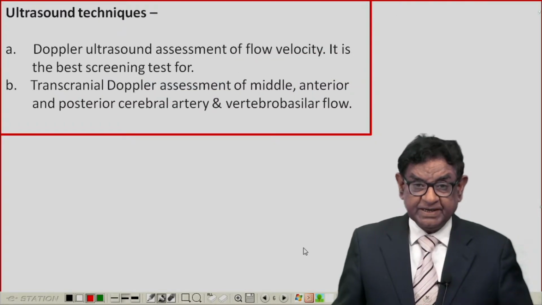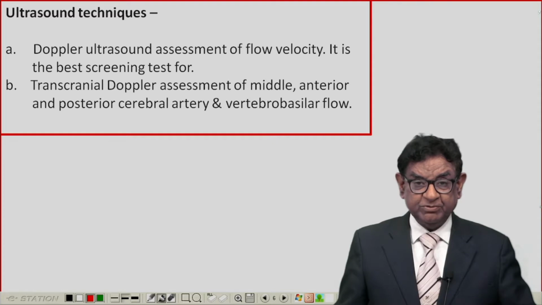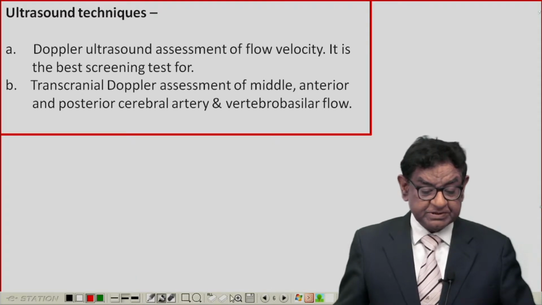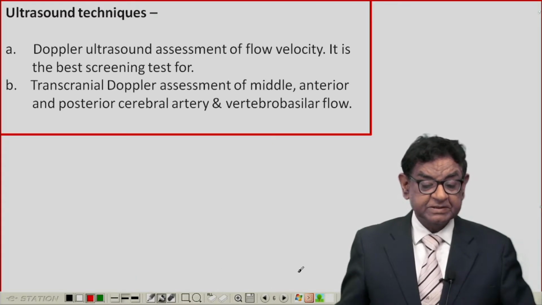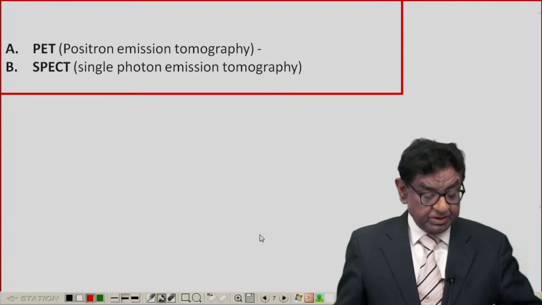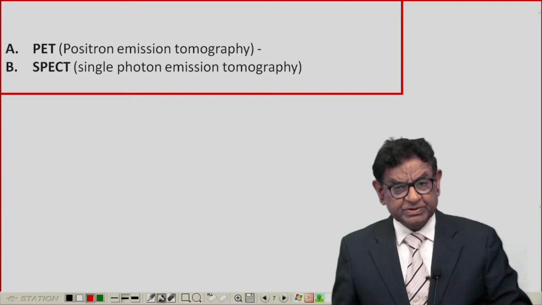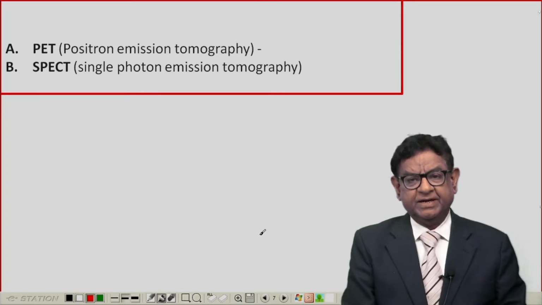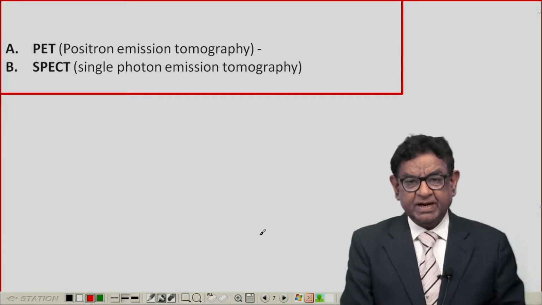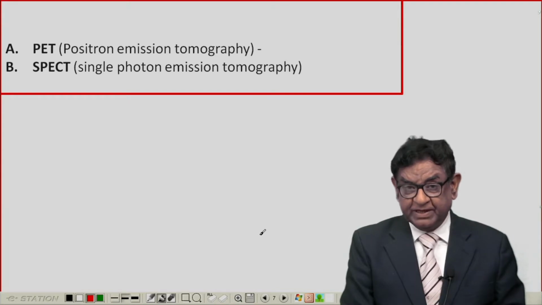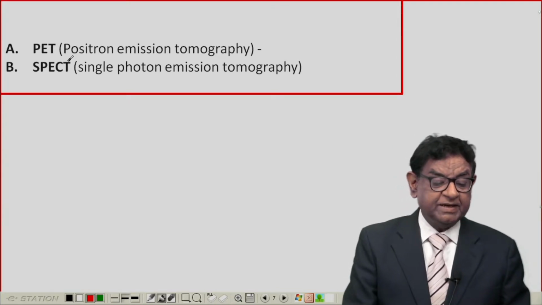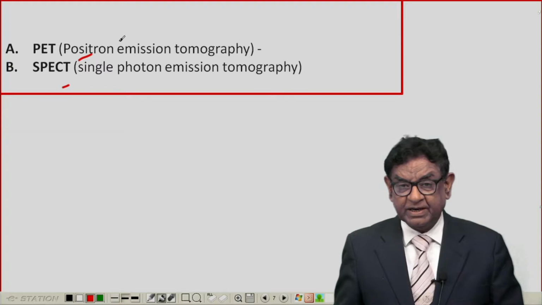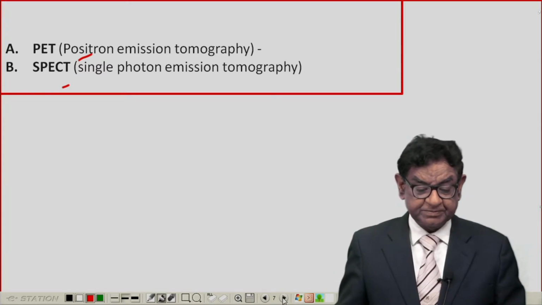Now the ultrasound technique is nothing but Doppler study, mainly to look for carotid artery stenosis, about which I discussed. Now there are a few investigations which are routinely not done, but if you have to demarcate the cerebral perfusion area, then PET scan and SPECT are done, but remember they are not done in a routine patient.